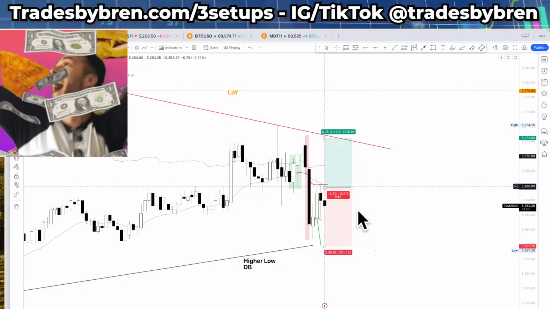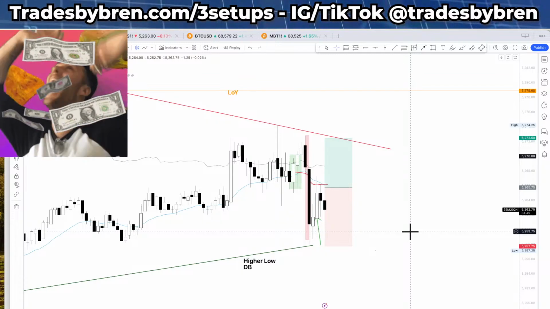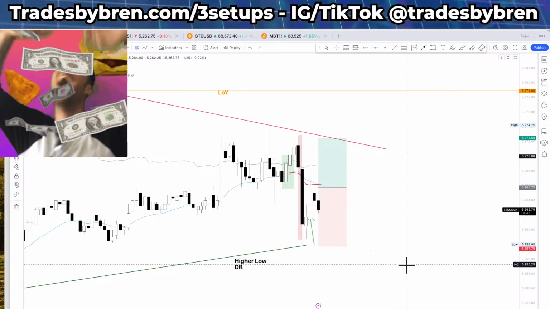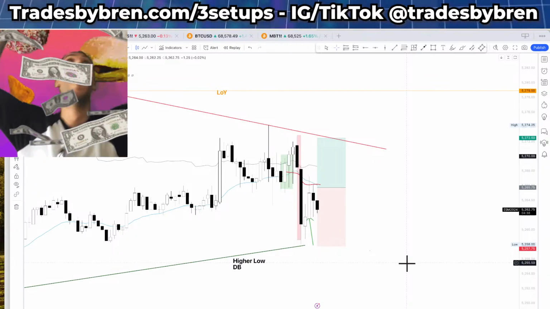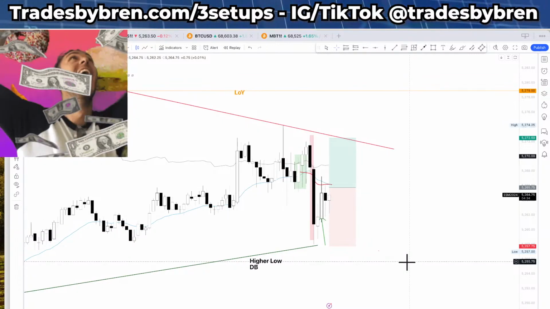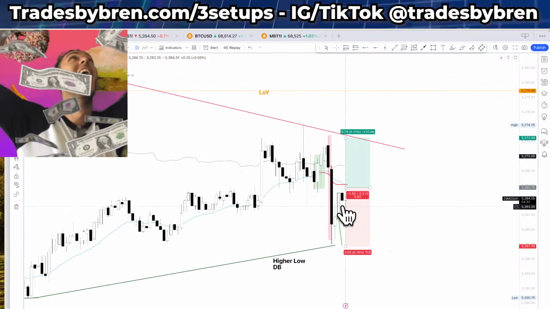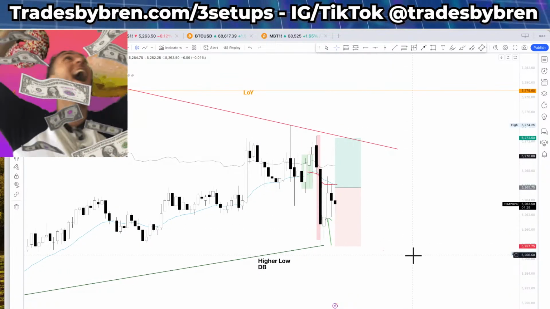Tail on the bottom, tail on the top. Bulls buying low. Bears selling high.